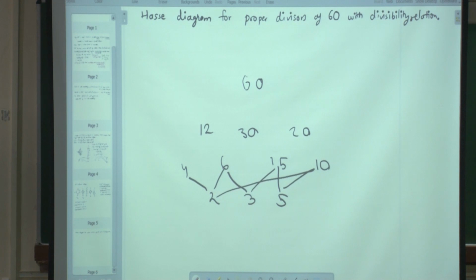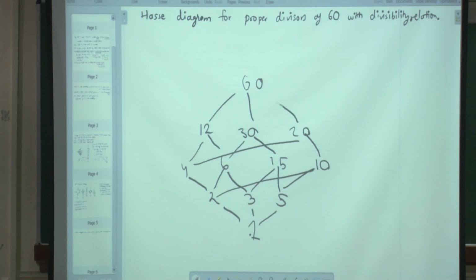Where is one? Proper divisors. Proper doesn't mean one is missing. Proper means 60 is missing. Okay. Very good. What are the maximal elements? Yeah. What are the maximal elements in this? 12, 15 and 20. Yeah, you understand?